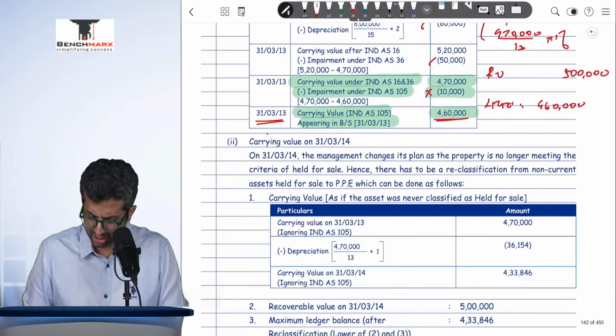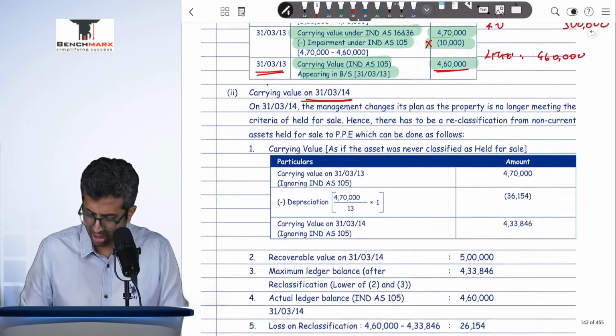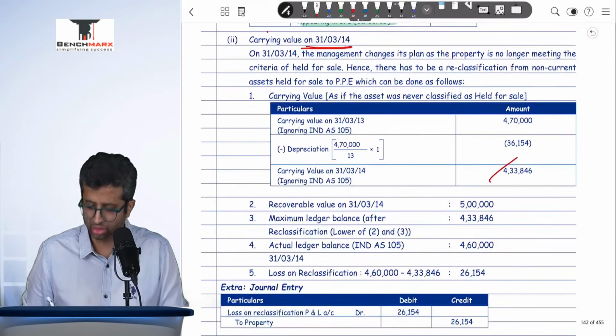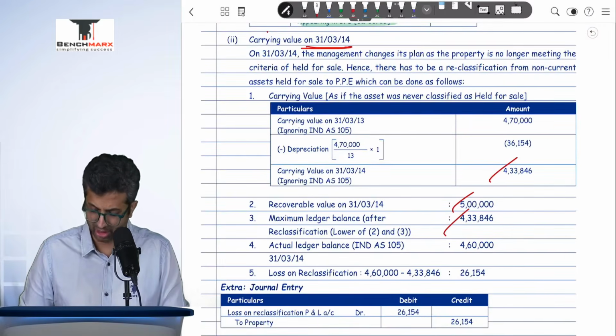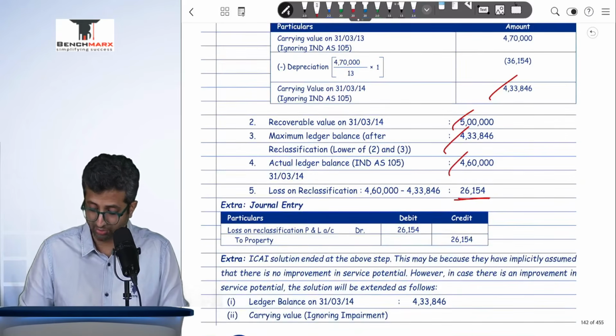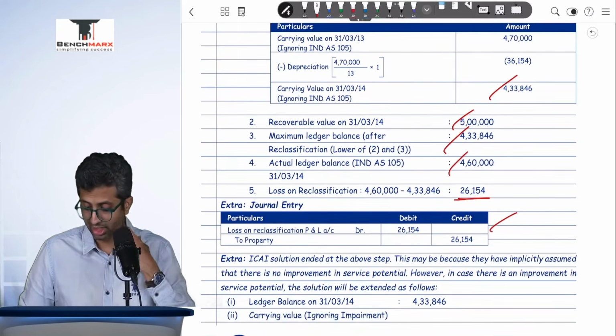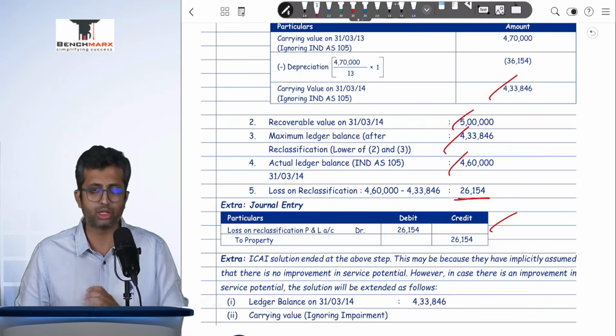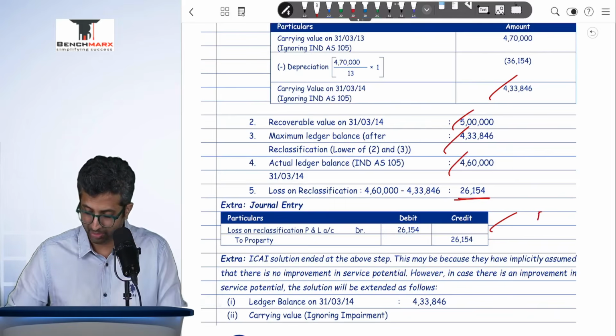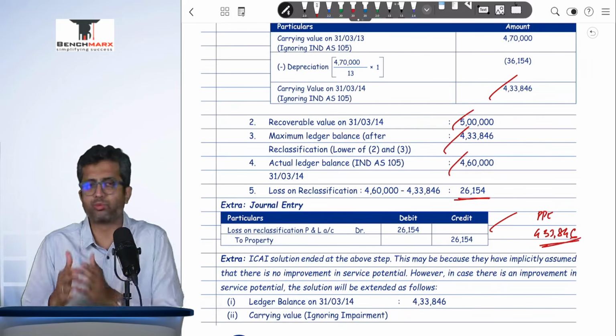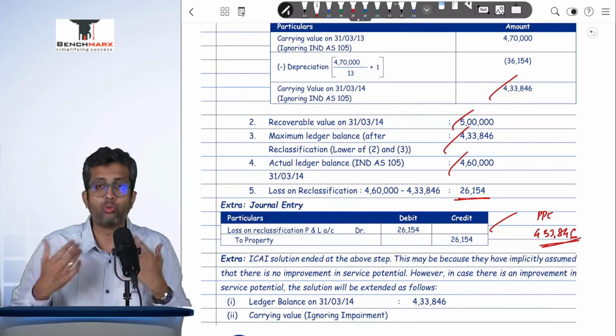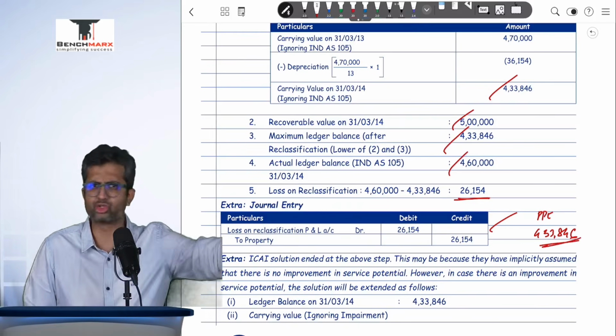So if I look at this, carrying value as on 31st March 14, had there been no held for sale classification, 433. Compared with the recoverable amount, which means the ledger balance should be 433. Compared with the actual balance of 460, and hence there will be 26,154 loss on reclassification of the property account, debit to property. Therefore, the PPE will appear at 433,846. Now, if you see the institute solution, it ends over here because it focuses on the narrow aspect of what will happen if there's a change in the plan to sell and stops over there.